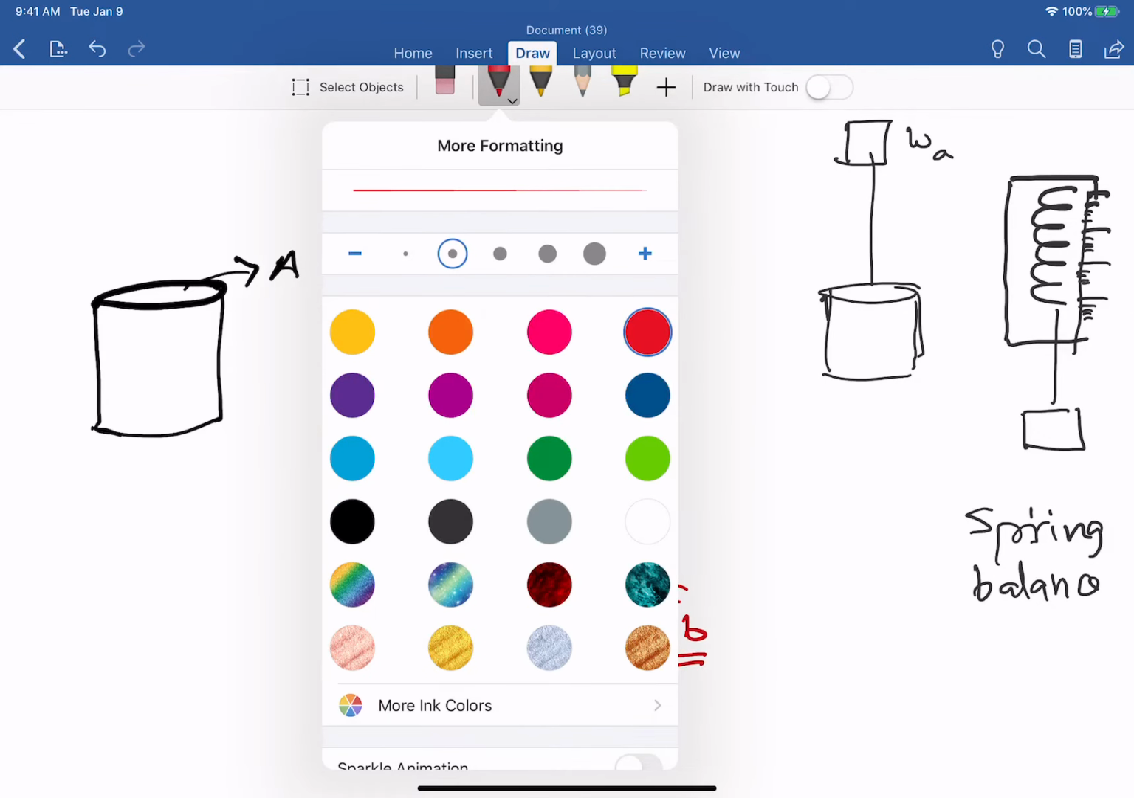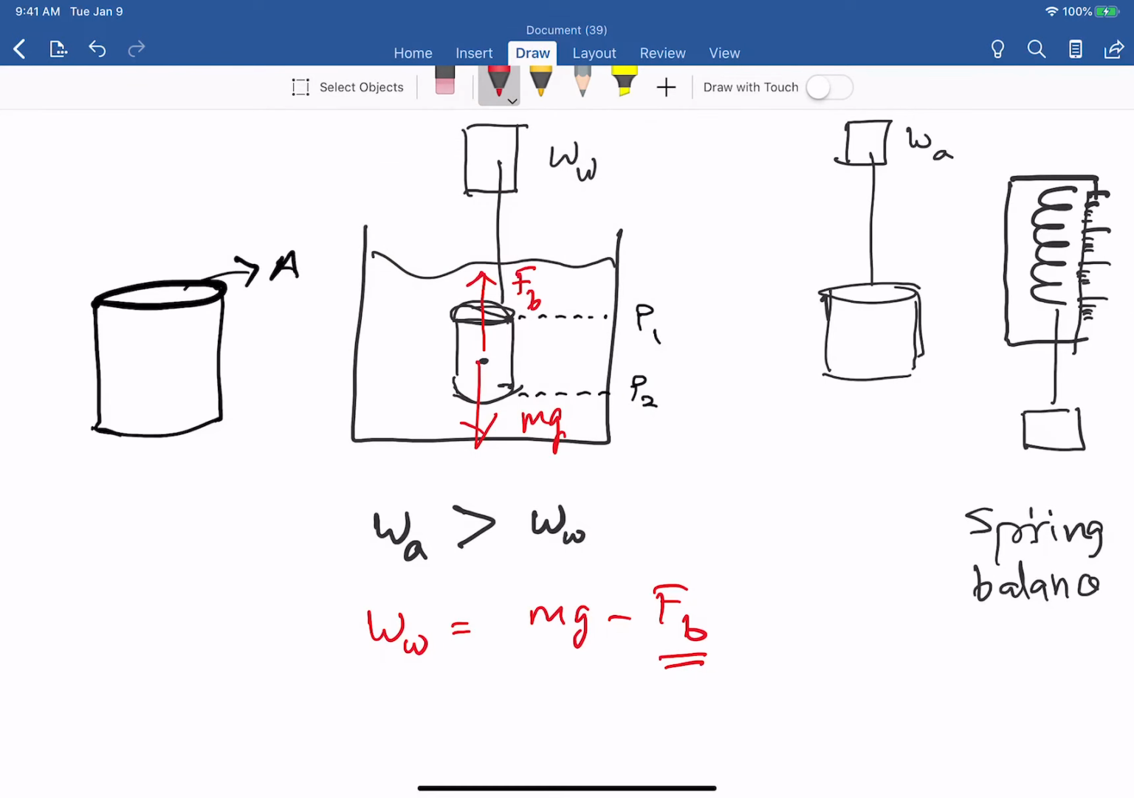So the force due to the water on the upper face is going to be, remember the formula that connects force, pressure, and area: force is equal to pressure multiplied by area, so P1 multiplied by the area. And the force on the bottom face is going to be P2 multiplied by area. Now you know that P2 is greater than P1 because it's at a greater depth, so there will be more force on the bottom face than on the top face.